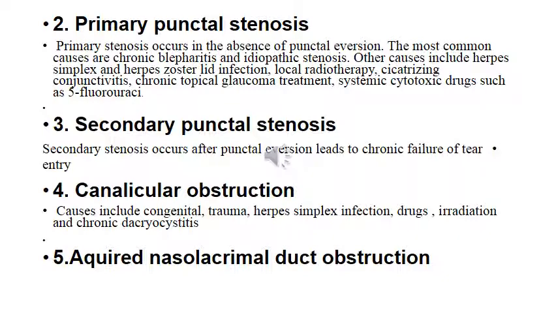Secondary punctal stenosis versus primary punctal stenosis. You need to know if there is any punctal eversion or ectropion, we call punctal stenosis secondary. But if the lid is in normal position and the puncti are in normal position, there is no lid eversion, there is no ectropion, we call it primary punctal stenosis. That's the difference between the two. Of course, the causes are very clear here. You can understand them. I don't need to explain them. But you need to know the difference between primary and secondary punctal stenosis, which is the lid position.